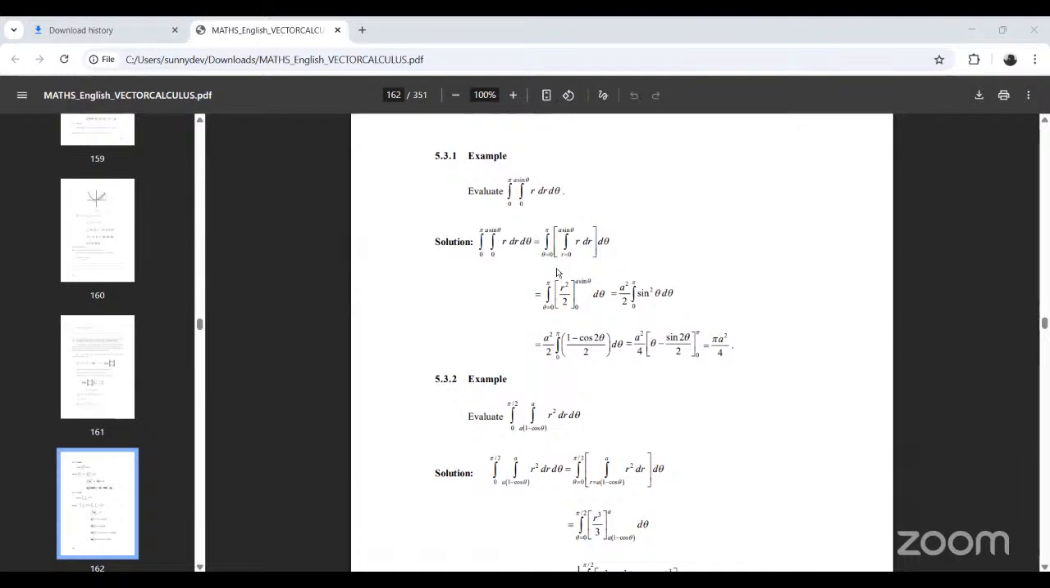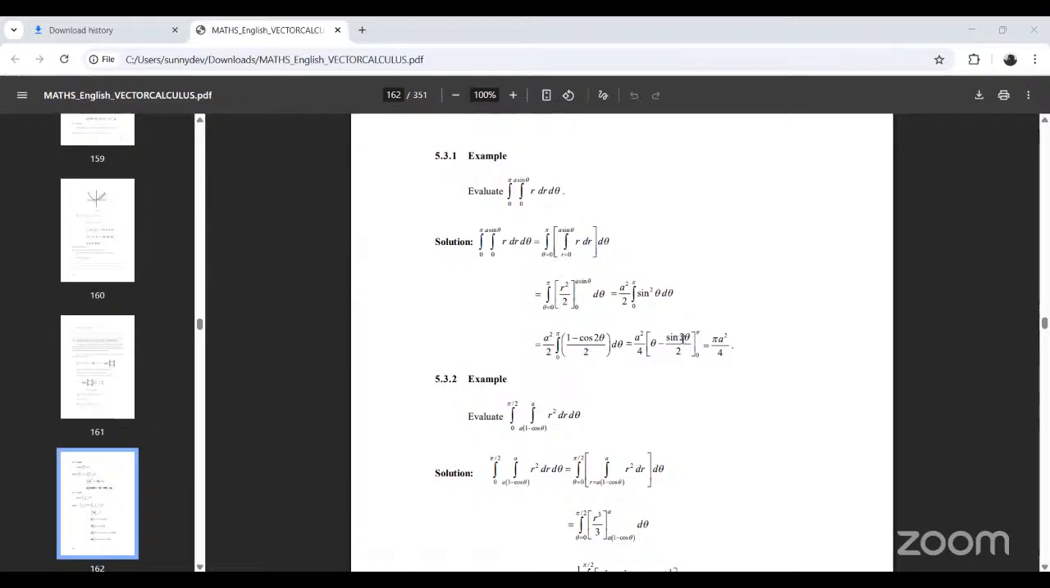Now we have to do the integration with respect to theta. So 1 by 2 outside, that becomes 4. The integral of 1 d theta is theta, and the integral of cos 2 theta is sin 2 theta by 2. Now apply the limits 0 to pi. Now in place of theta, we have to substitute pi.